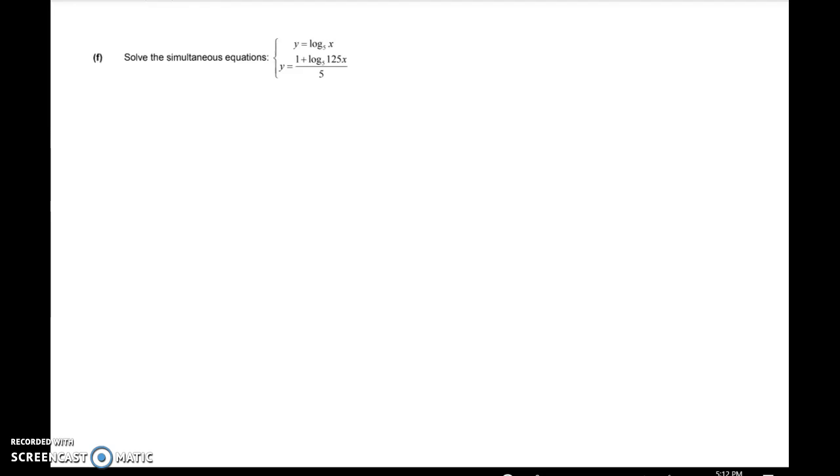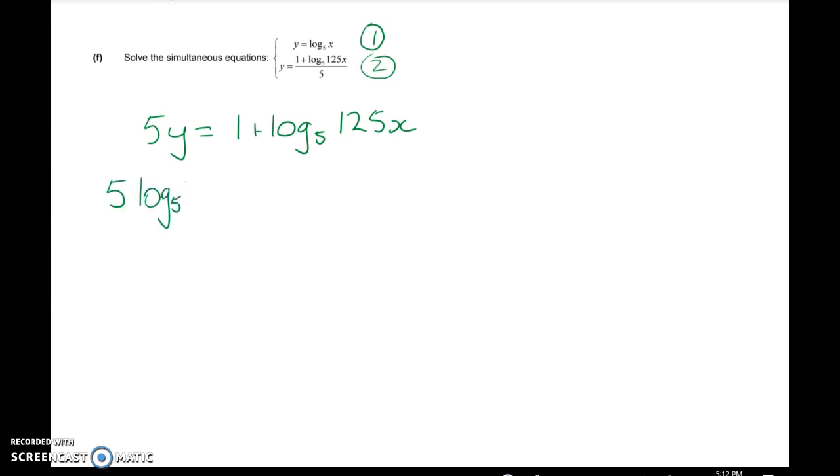And I'm going to start with the second one, rewriting it like this. So we get 5y is equal to 1 plus log to base 5 of 125x. But we know from equation 1 what y is. So we can substitute in y as this. 5 log to base 5 of x is equal to this.